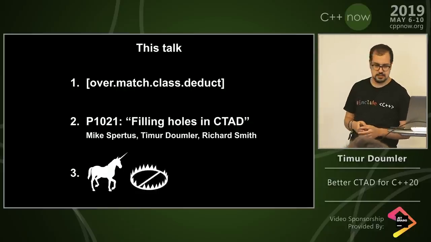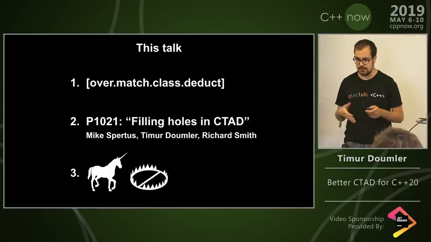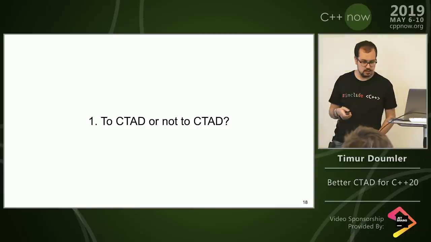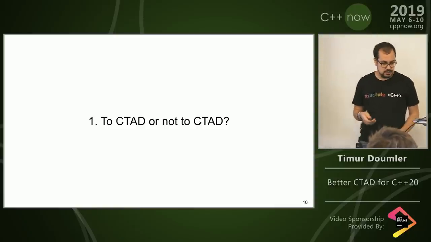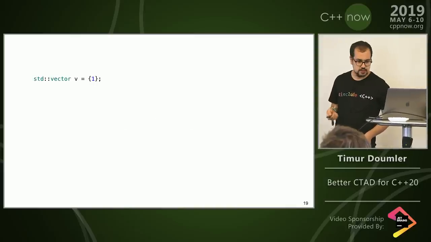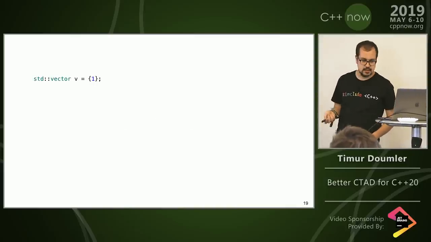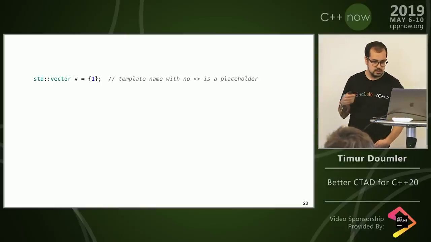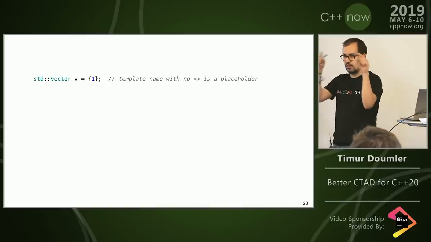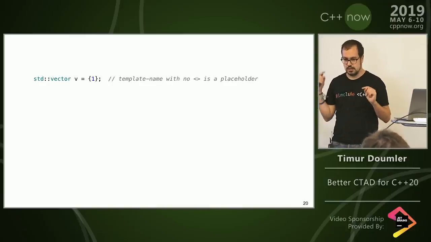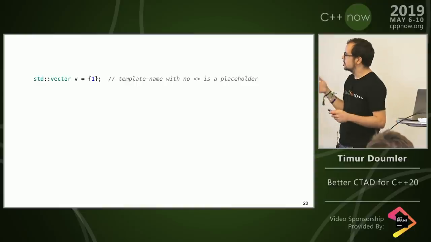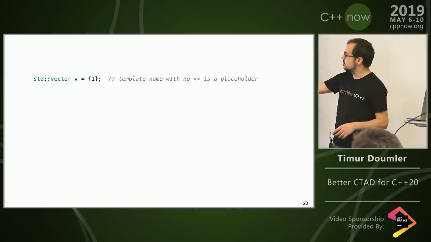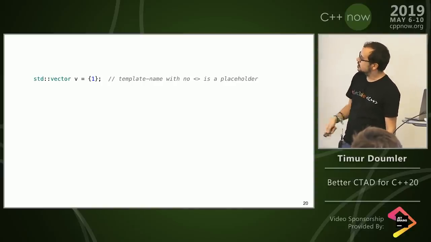But the first section, as I said, is how exactly CTAD works, the core language machinery. So we're going to take that apart. First question: when does CTAD actually happen? Obviously, if you have something like this, you're going to get CTAD. It's a very simple rule, which is going to be important again and again throughout this talk: if you have a template name with no angle brackets at all, no template argument list, in an init declaration like this, then this is a placeholder, and you're going to get CTAD. Again: template name, no template arguments, init declaration is a placeholder.